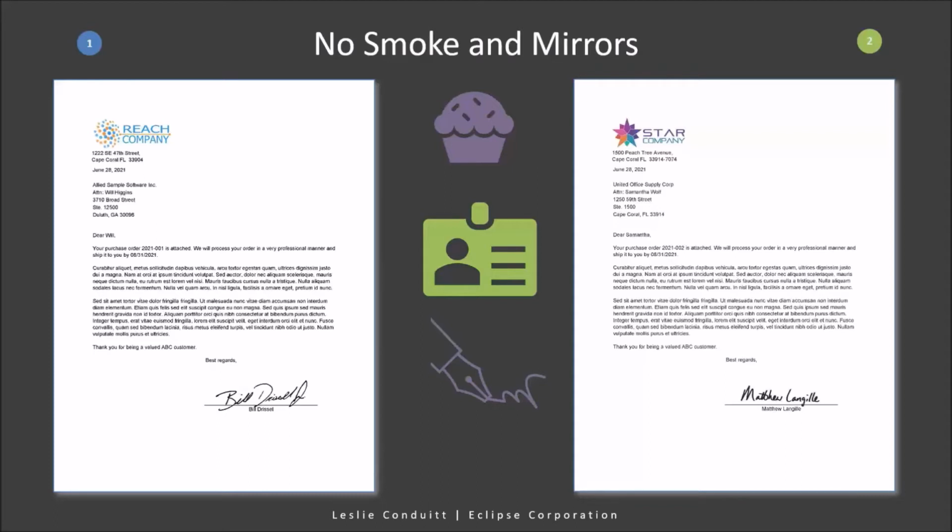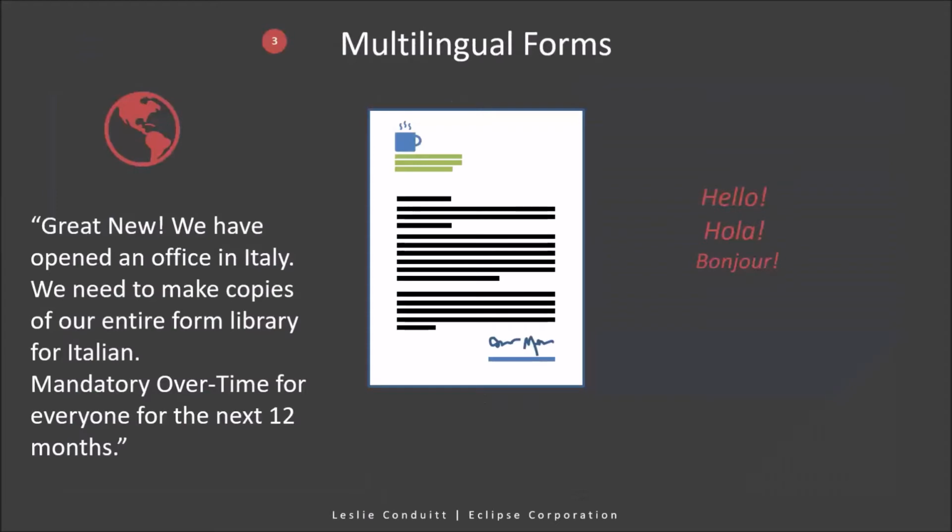Now, third is multilingual forms. Great news, we've expanded our office to Italy. So now they have to add all the library information, expand their library to include Italian. So mandatory overtime, and this would be a pretty big one, right? Depending on how big your forms library is.